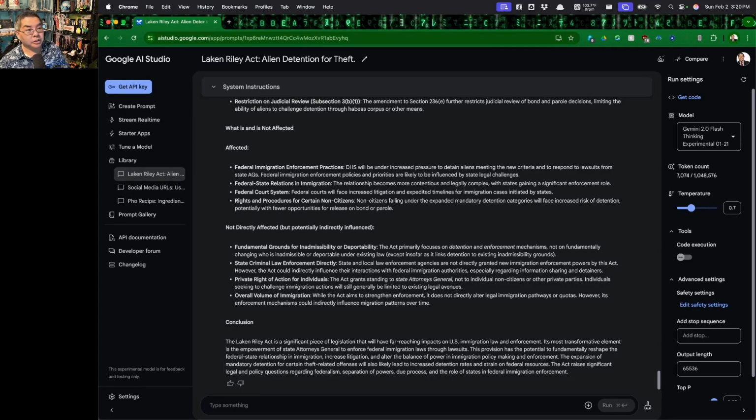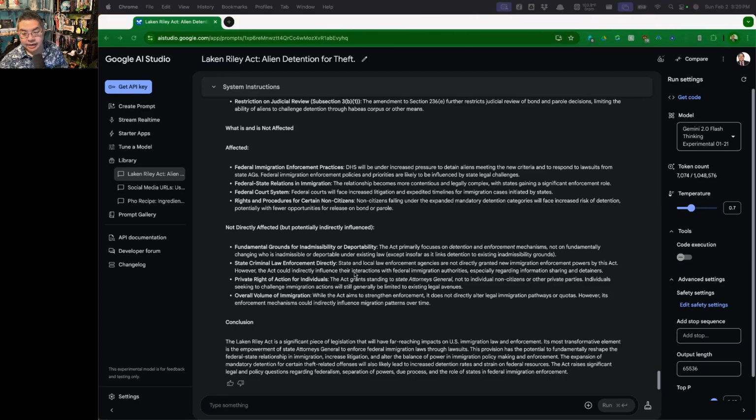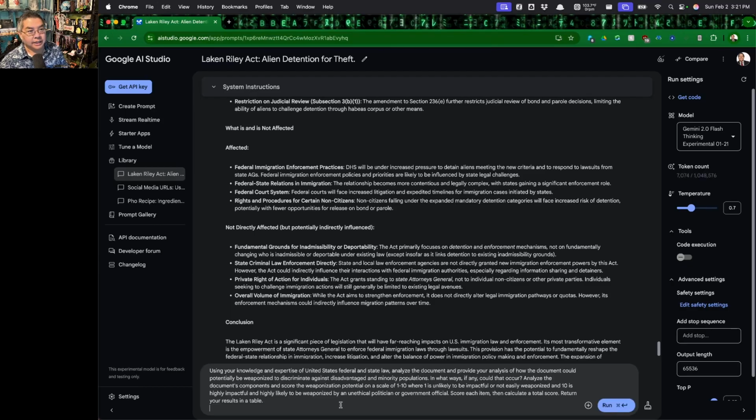Now, here's where we're going to get into more detailed analysis. We're going to say, using your knowledge and expertise of United States federal and state law, analyze the document and provide your analysis of how the document could potentially be weaponized to discriminate against disadvantaged and minority populations. In what ways, if any, that could occur. And that clause there, if any, is really important in your prompt engineering.